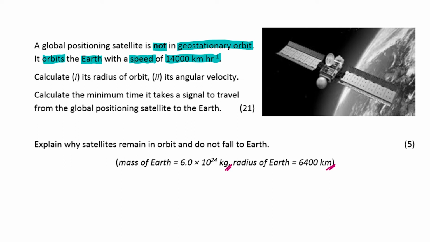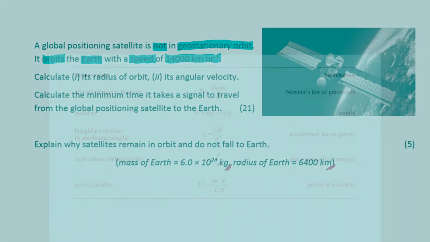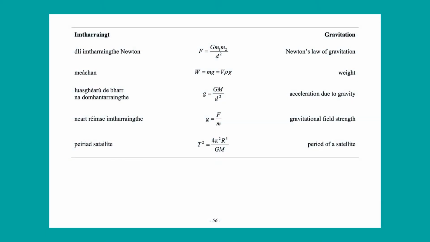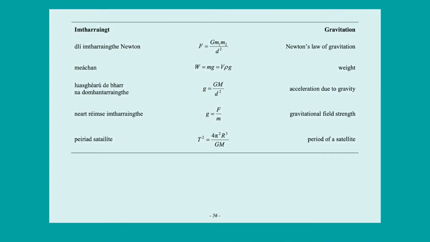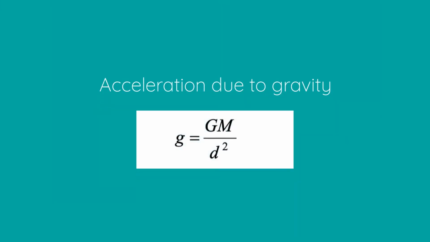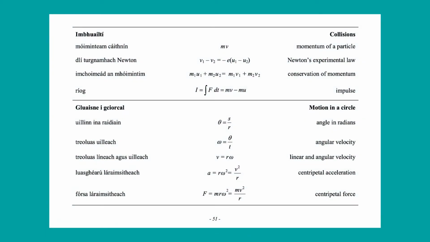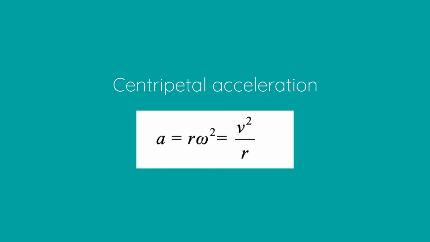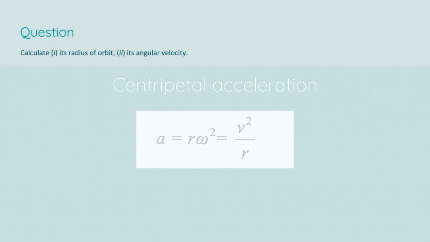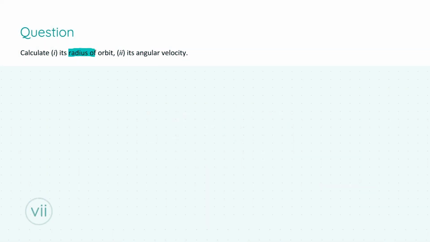So before I get really into anything, I'd like to draw your attention to, again, page 56 of the Formula Tables book. It's becoming a very popular page for this question, where this time we're going to be looking at the acceleration due to gravity formula. However, we're also going to need page 51, but this time we're going to be looking at the centripetal acceleration formula. A is equal to v squared over r. And we are asked to calculate the satellite's radius of orbit, but also its angular velocity. So let's look at part 1, the radius of the orbit.